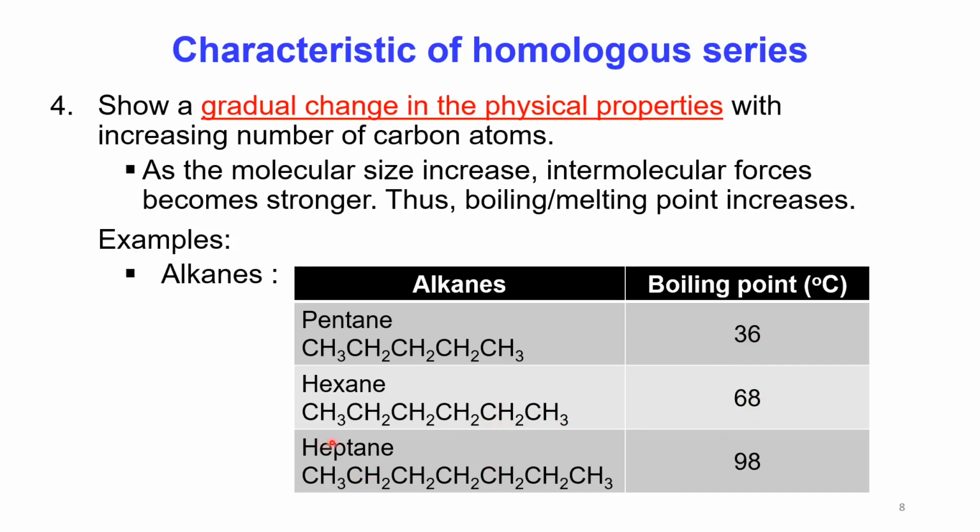The next one, heptane. Heptane has 7 carbon atoms in the compound. So this is the formula or the structure of heptane, and look at the boiling point. The boiling point is higher than hexane and pentane because heptane has a greater number of carbons compared to hexane and pentane. Heptane has stronger van der Waals forces, or stronger intermolecular forces, and so the boiling point of heptane is higher compared to hexane and pentane. So this is the characteristic of a homologous series.